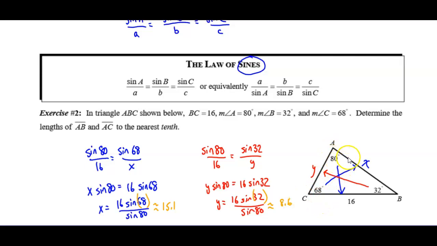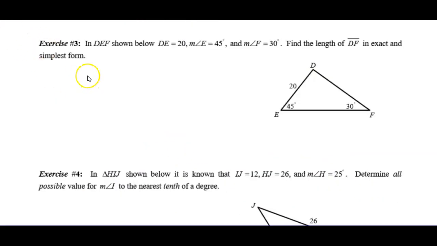Okay, so law of sines is fairly straightforward to use as long as you can pair up a known angle with a known side and a known angle with an unknown side. Then we can make that proportion and solve it. All right, on the next page.